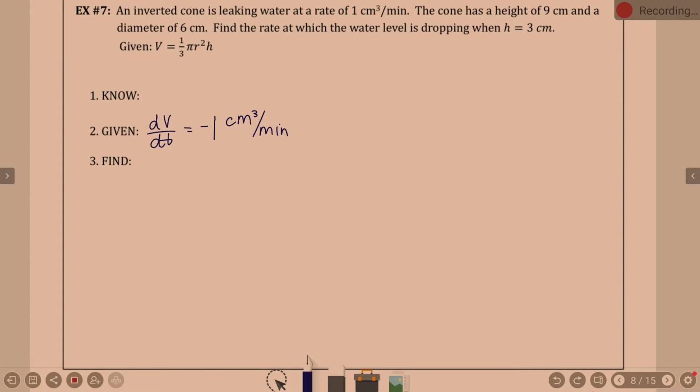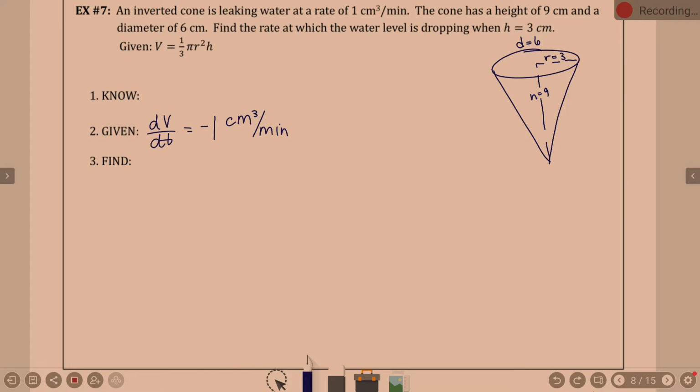So I had drawn a picture over here, right? My inverted cone. And it has a height of 9, diameter 6. Well, that really means radius of 3, right? Because that's what I'm going to need for my formula.